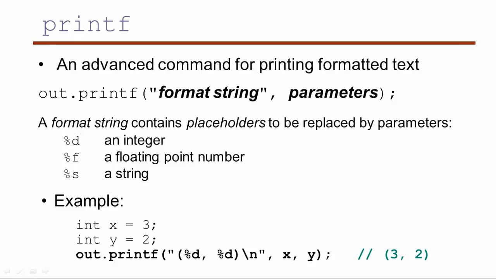Here is a simple example of printing the x and y coordinates of a point in a nicely parenthesized way as we normally do in mathematics. The format string gets printed as given, but with the placeholders replaced with their corresponding values.